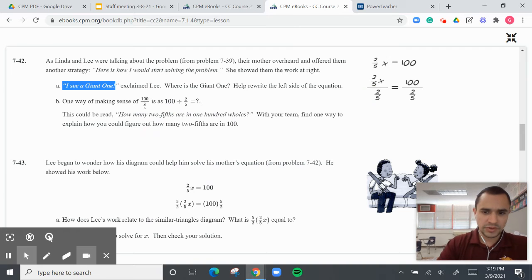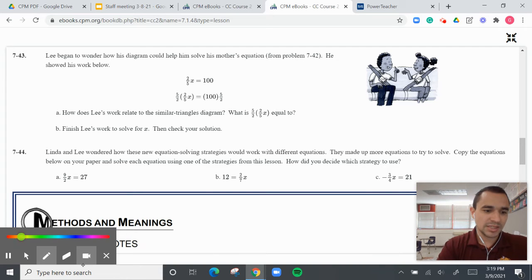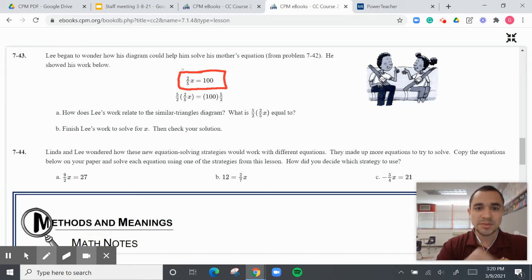Let's see. Moving on to the next problem. We're almost done. Wow, that was quick. Lee began to wonder how his diagram could help him solve Mother's equation. He did this below. And so this is where we're talking about the reciprocal. This is where it's at, instead of fraction busters and stuff. You have 2/5 times x. So we have a coefficient of 2/5.